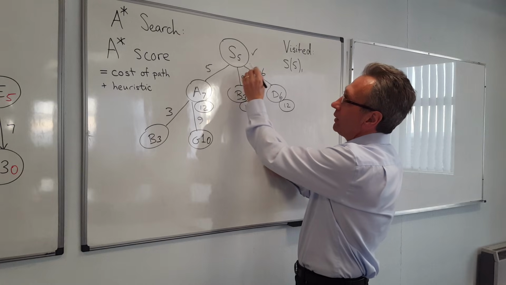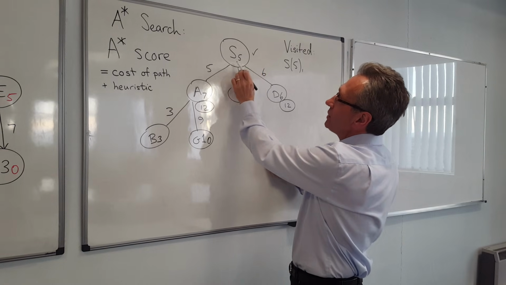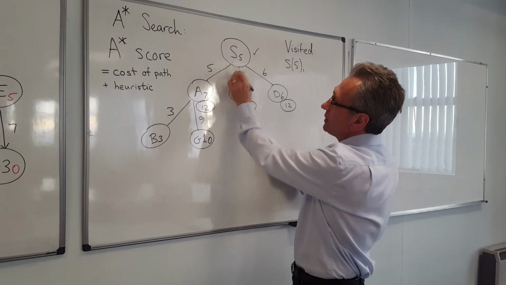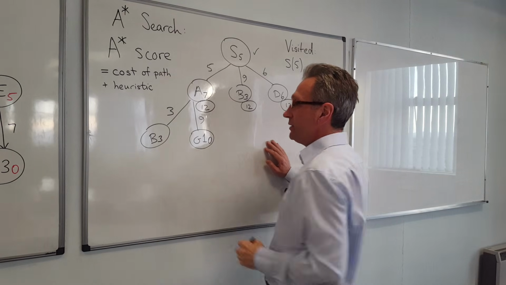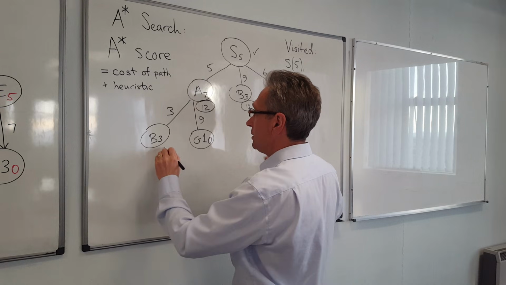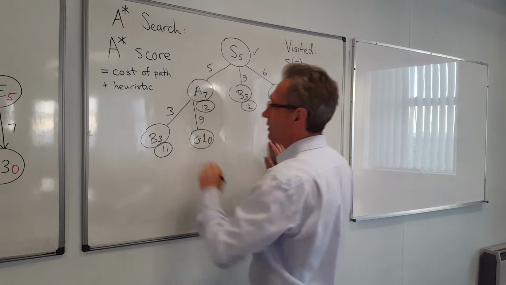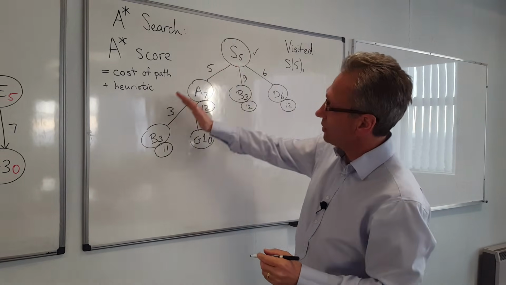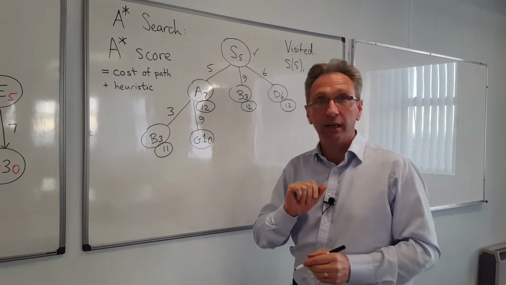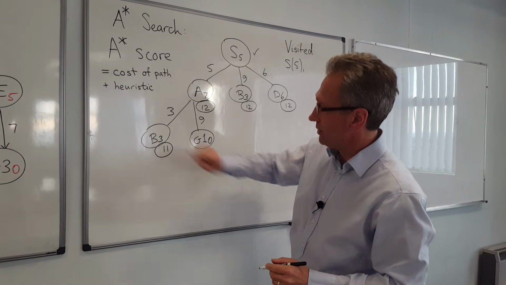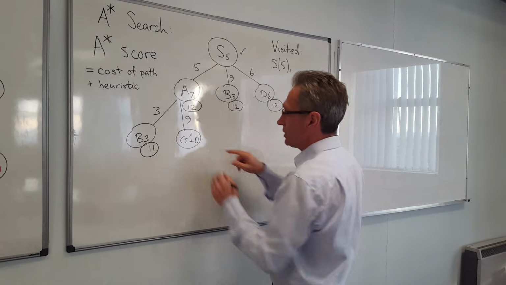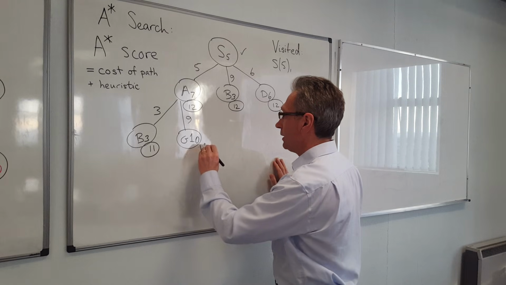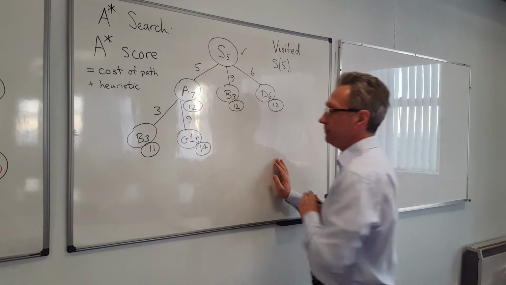So we now calculate the A* scores. So the total cost of the path along here is 8, 5 plus 3. We then add in the further 3 here, and that gets us to 11. So the total estimated cost of that path is 11, the 8 plus another 3. And for this path, it's 5 plus 9, which is 14, plus the 0, and that takes us to 14.